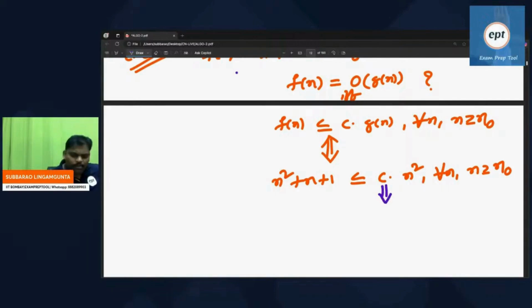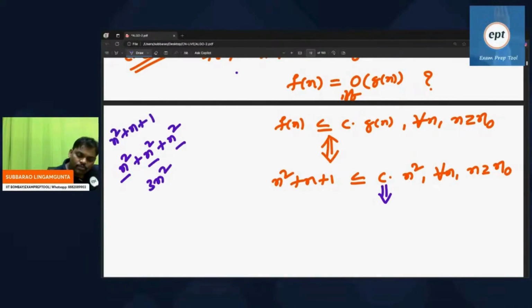Let me ask you one small thing. Everyone listen, n square. It is 3n square. You only say n square plus n plus 1. Comparing n square, okay, both are n square. But comparing n and n square, n square is bigger. Comparing 1 and n square, n square is bigger. What I mean to say is n square plus n plus 1 is less than 3n square. So I think you can take C value 3.